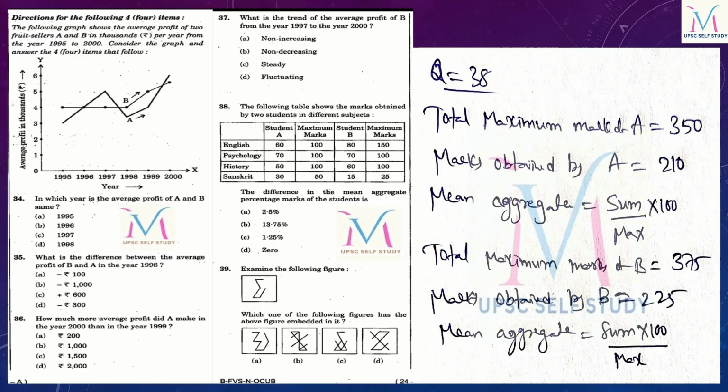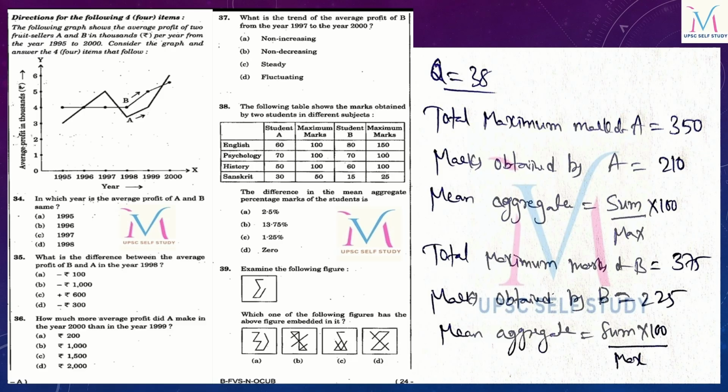Coming back to the question, it asks for the difference in the mean aggregate percentage of the students. The difference means we have to subtract the mean aggregate of A and B, so 60% minus 60% is equal to 0%. So the difference in the mean aggregate of both students is 0. So for question number 38, the answer is D, 0.